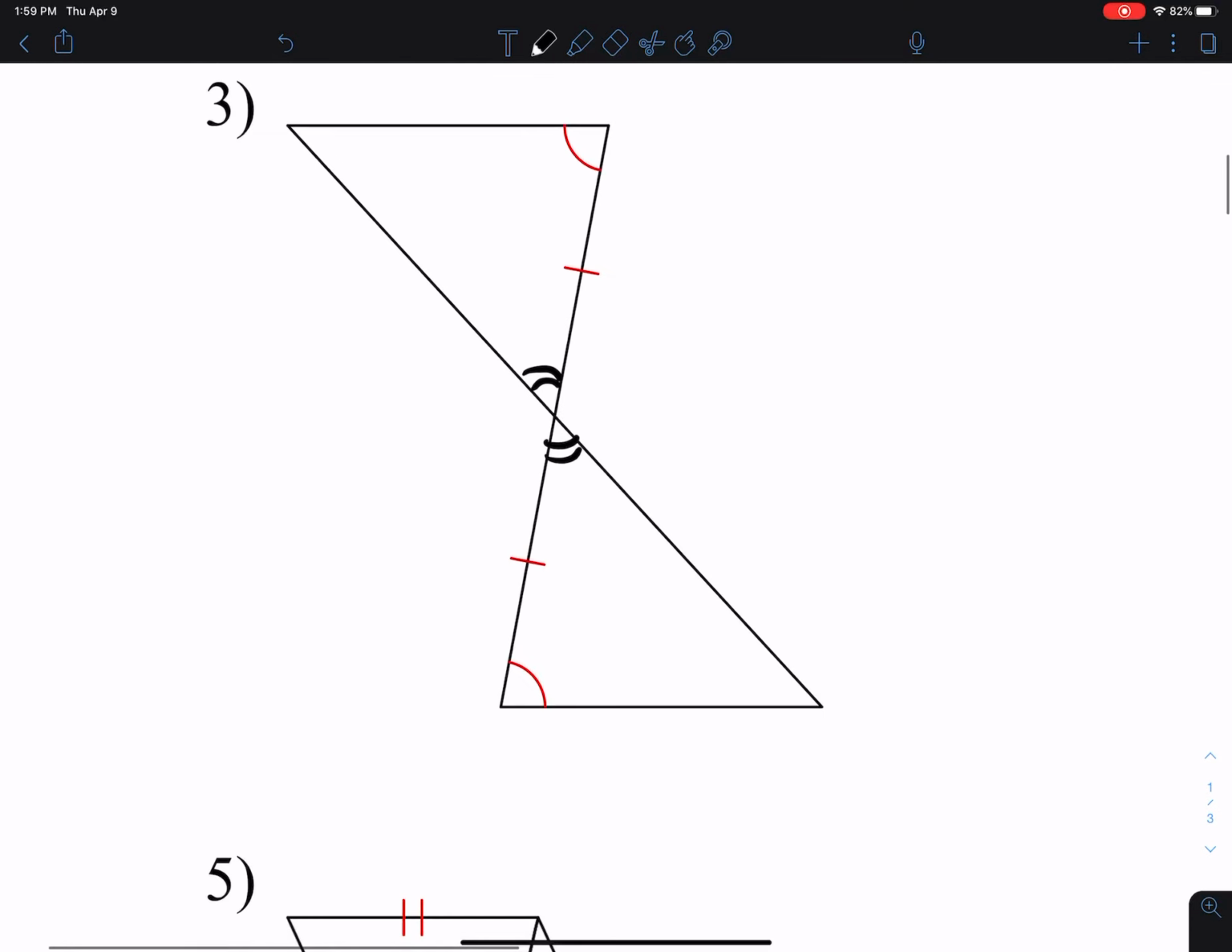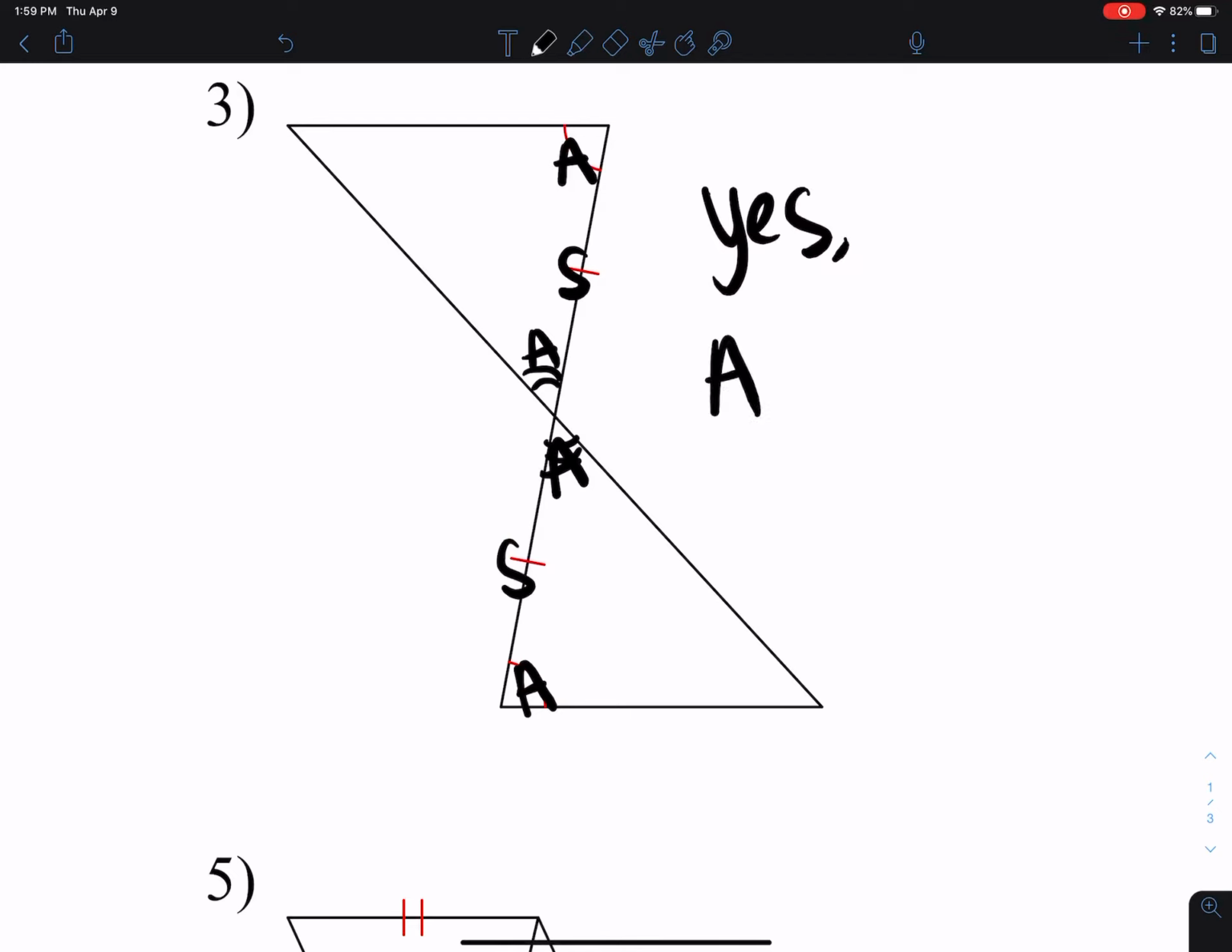The next one, I already marked the vertical angles. So here we have an angle, a side, and then an angle. And then here we have angle, side, angle. So we're gonna say, yes, these are congruent because of angle, side, angle.